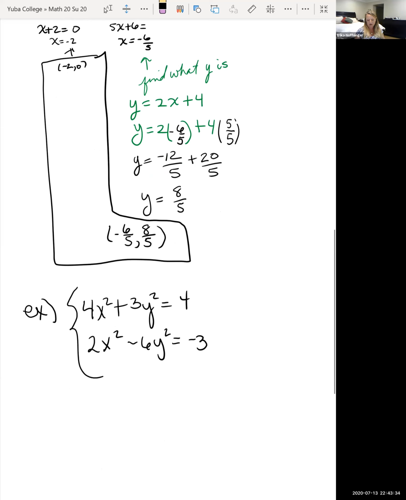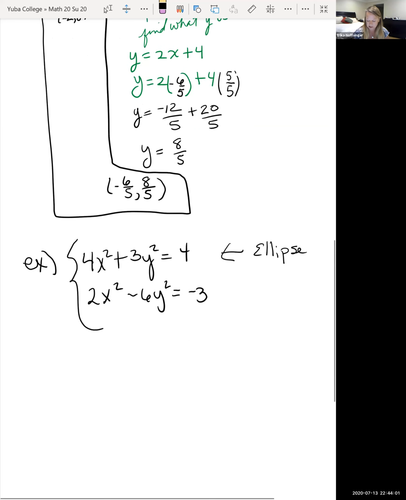Looking at the first equation, 4x squared plus 3y squared equals 4, I can tell right away that this is an ellipse. I have both an x squared and y squared term, but they don't have the same exact number and they're the same sign. I can even go further and tell that this doesn't have an x term or a y term other than the x squared, y squared. So this is actually centered at 0, 0.